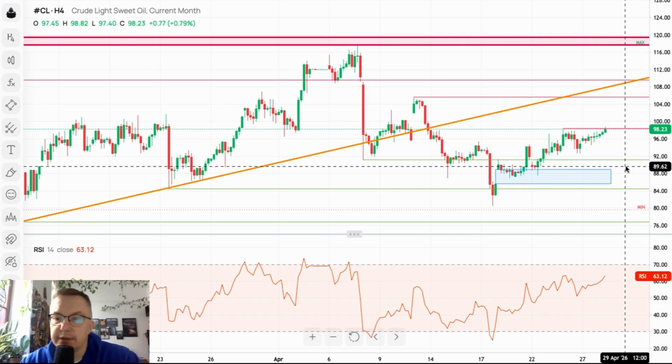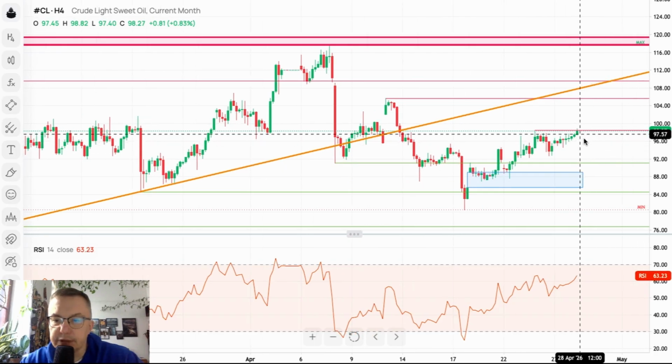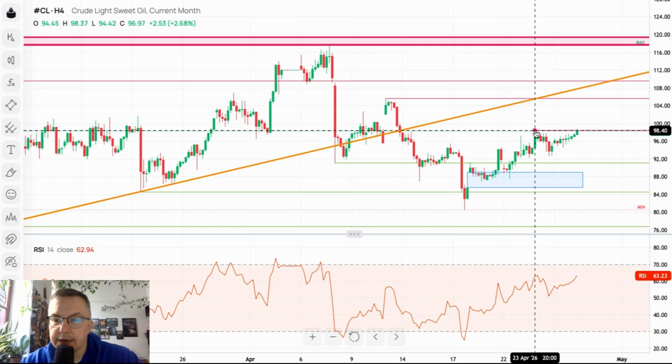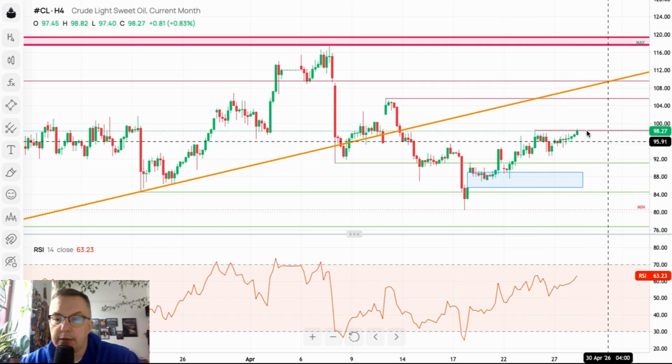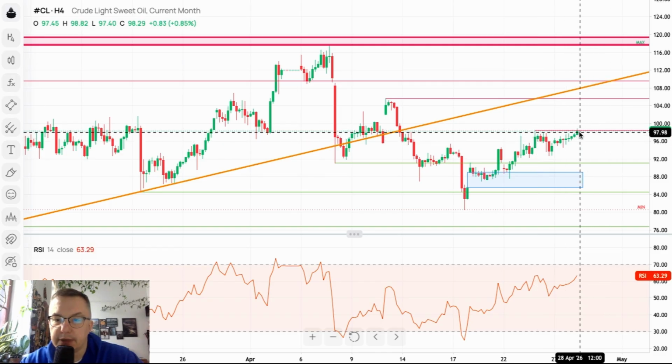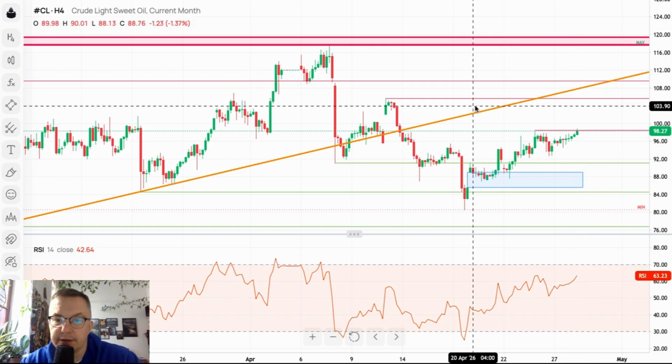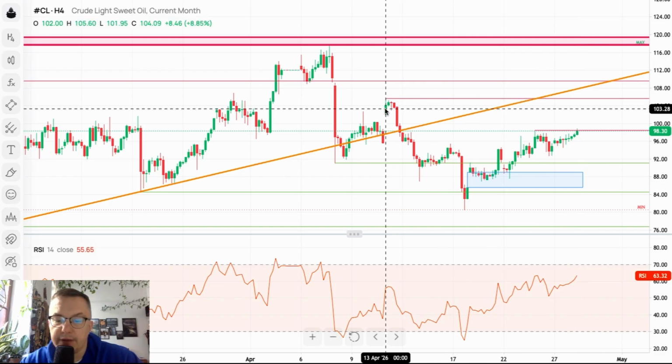Crude oil keeps moving higher. The price of crude oil hits the last week high at 98.40, and now this level is being tested. Any breakout higher opens the road straight on towards 105.57, the local high from April 13th. So please keep an eye on the current situation.